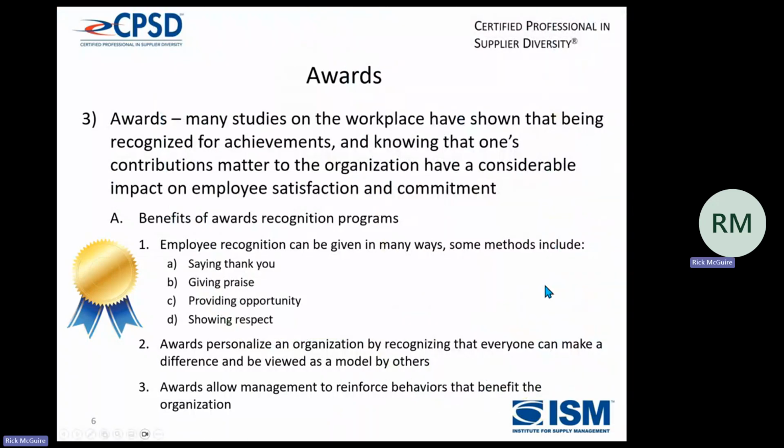Awards. Many studies in the workplace have shown that being recognized for achievement and knowing that one's contributions matter to the organization have considerable impact on employee satisfaction and commitment. So, benefits of award recognition programs. Employer recognition can be given in many ways. Some methods include things like saying thank you, giving praise, providing opportunity, and showing respect. Awards personalize an organization by recognizing that everyone can make a difference and be viewed as a model by others. And awards allow management to reinforce behaviors that benefit the organization.